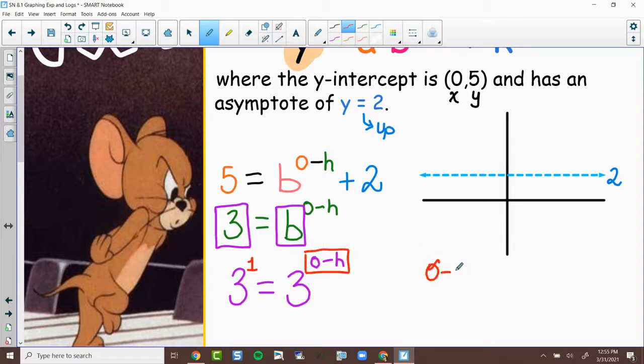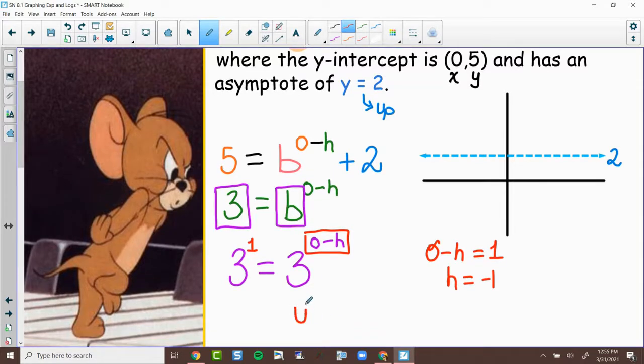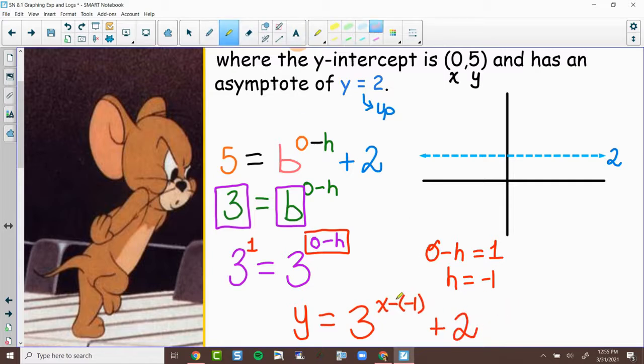So I've got 0 minus a number is going to give me 1, so that means I've shifted the graph left. My final answer when I finally want to write it out is I'm going to have a base of 3. I'm going to shift it because h was negative, and then I've got up by 2. Just be sure for that final answer, you go ahead and make that a plus. So this graph happened to shift left 1 and up 2.